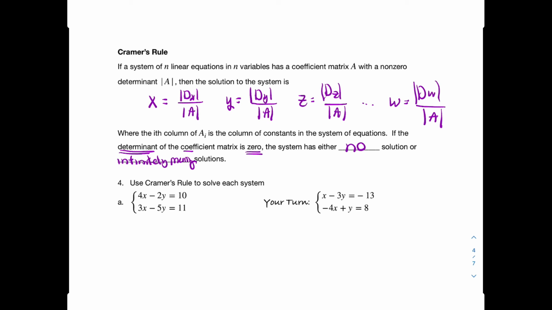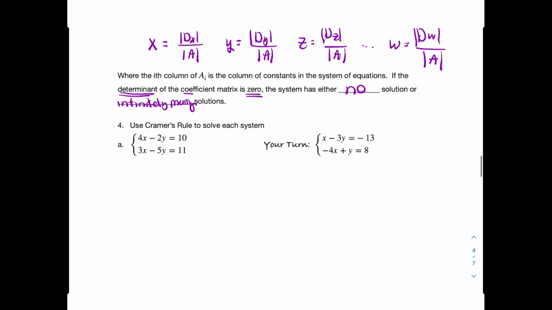All right, so starting with our Cramer's rule, I'm going to do this first example. So I'm going to set up my determinant A. And remember, determinant A notation stands for the determinant of the coefficient matrix. So our coefficient matrix would be the matrix 4, negative 3, negative 2, 3, negative 5. So I want to find the determinant of that matrix.